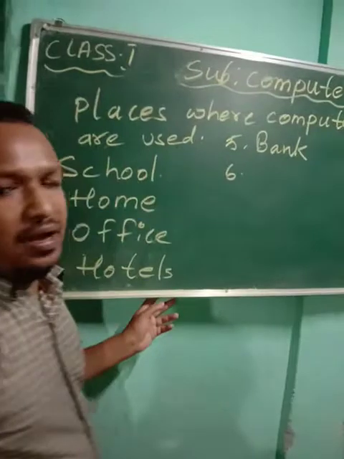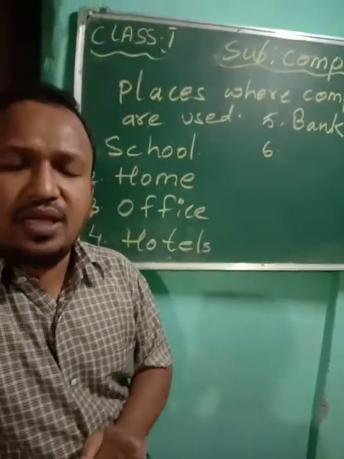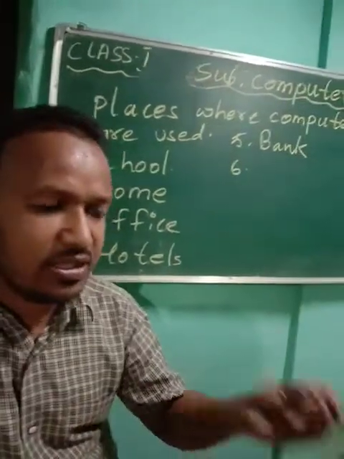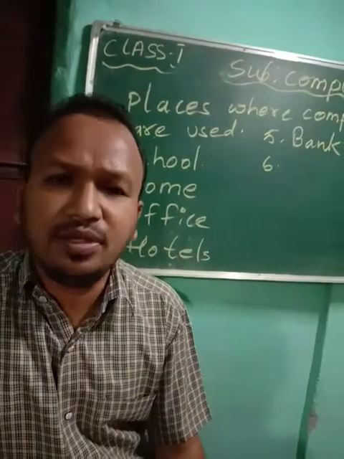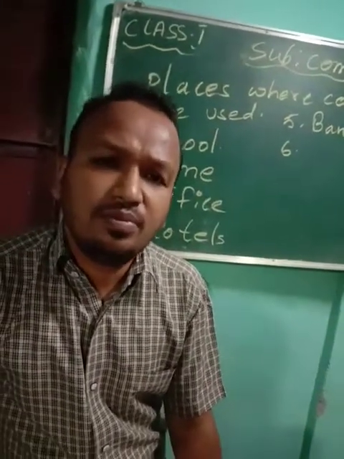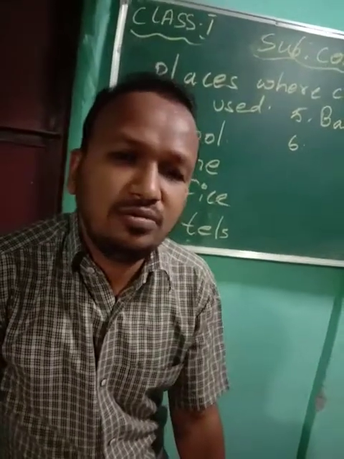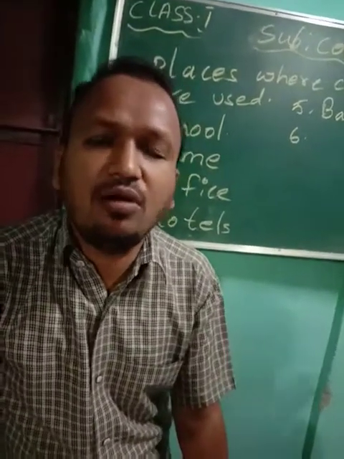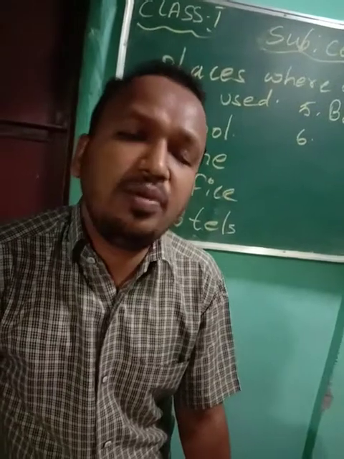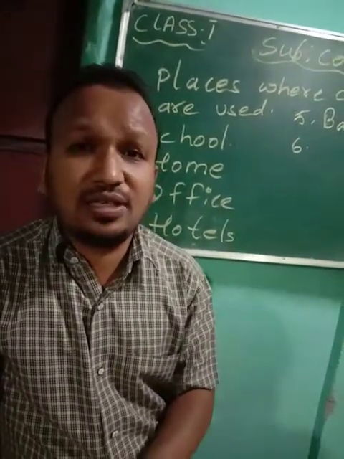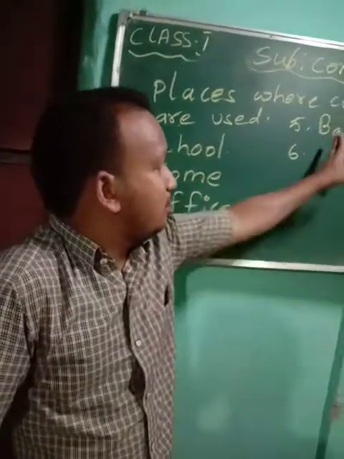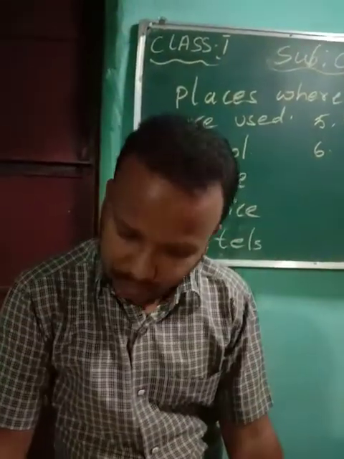After that, number 5 is the bank. You know the place, bank. It is a place where we deposit money and where we withdraw. Withdraw means when we take out the money. Sometime before, not now due to lockdown, you may go to the bank with your parents. You have seen that at the cash counter and other counters in the bank, computers are used.